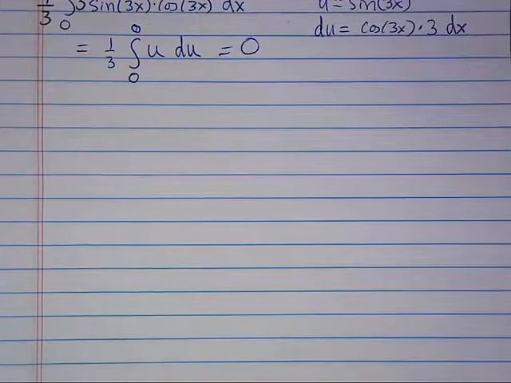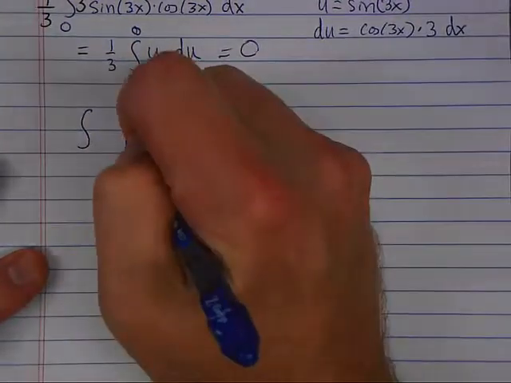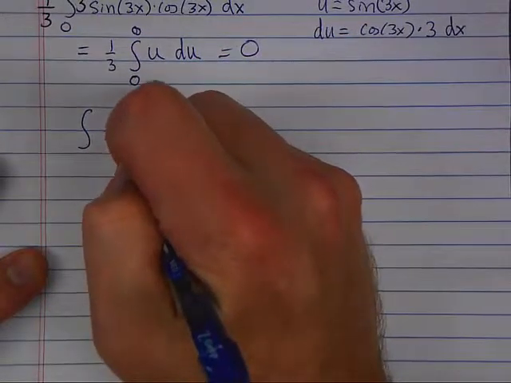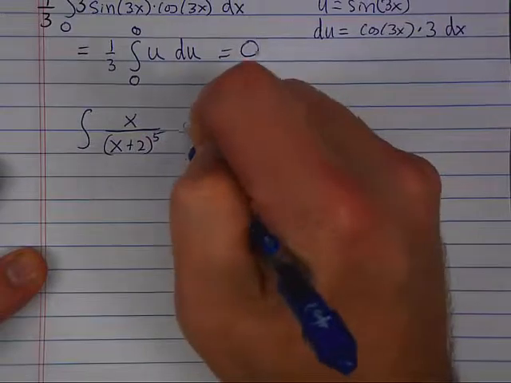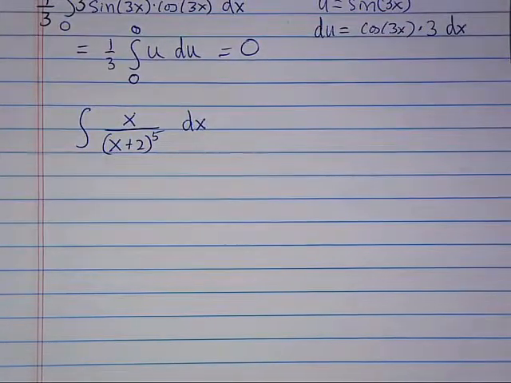All right, here's the last type of u substitution problem you're going to see. The antiderivative of x over (x plus 2) to the fifth dx. We haven't done a lot of problems with fractions yet, but you will have problems with fractions. What should I do first?